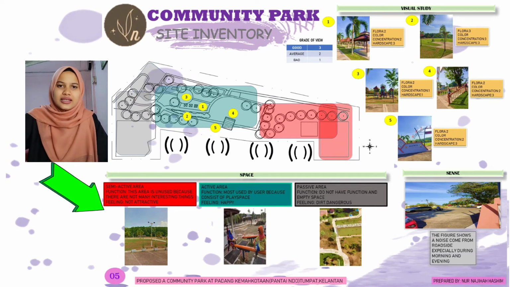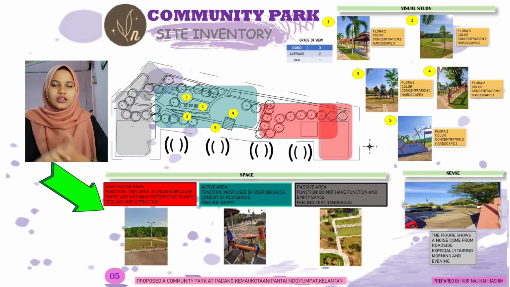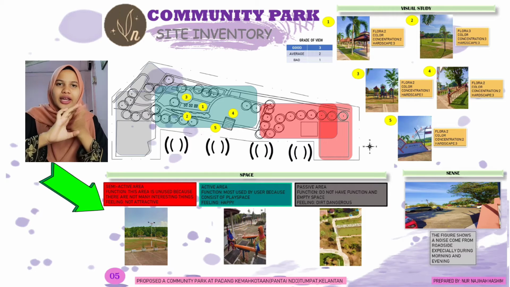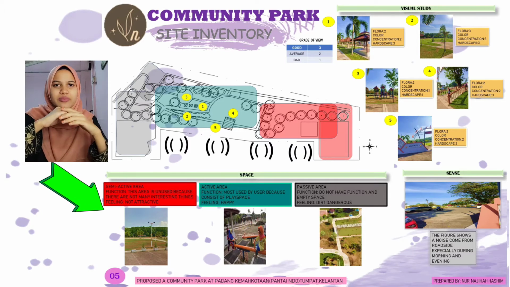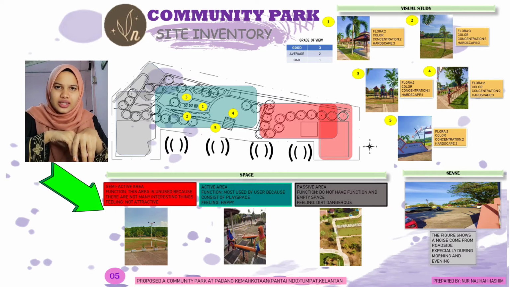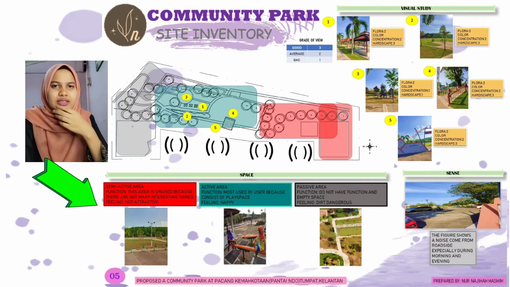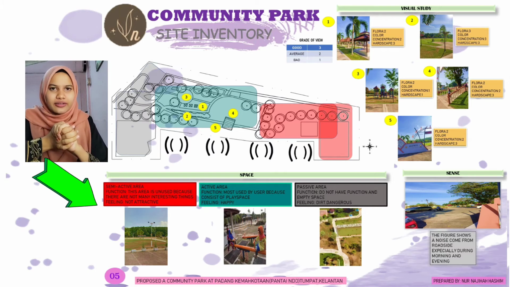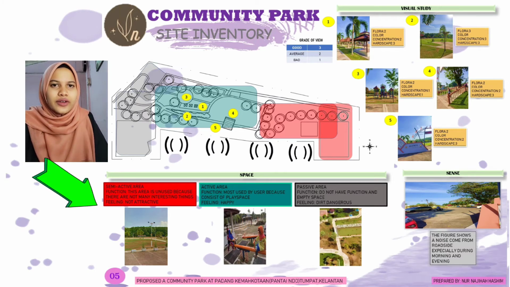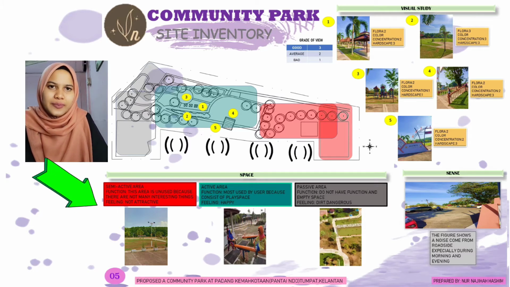Okay, next is space and sense. First, the red area, which is the semi-active area. The function of this area is unused because there are not many interesting things. The feeling is not attractive. Next is the green area, the active area, most used by users because it consists of play space.